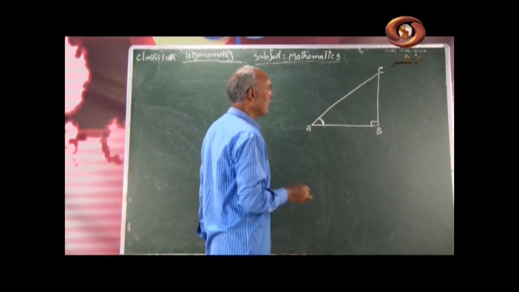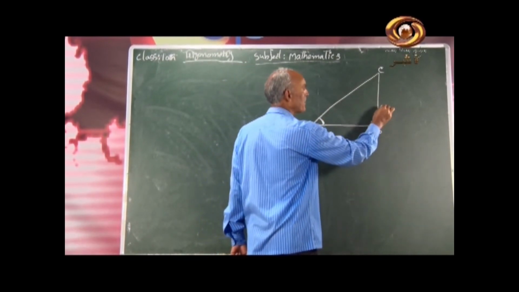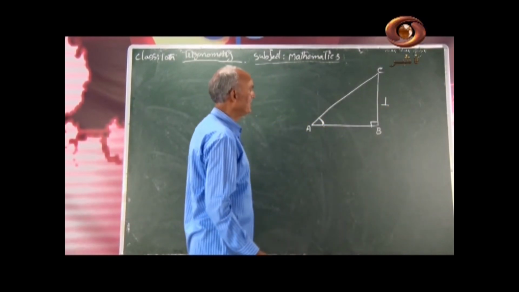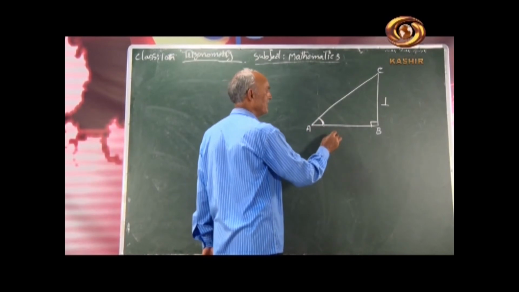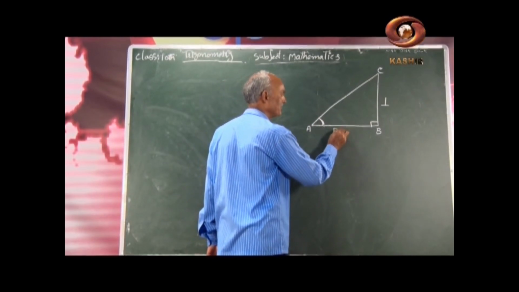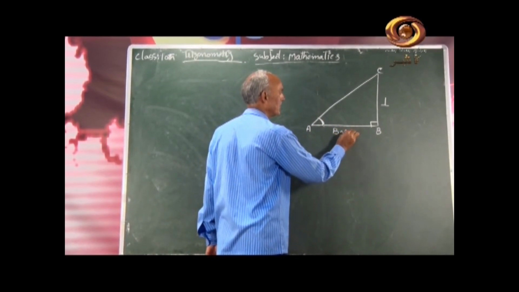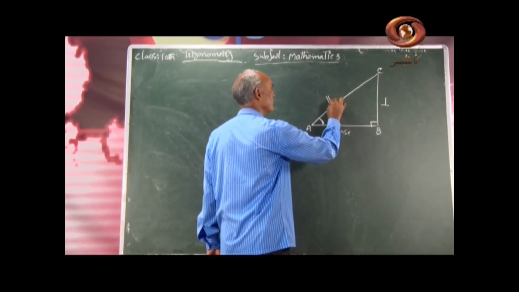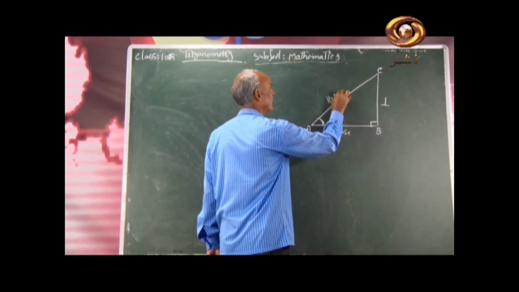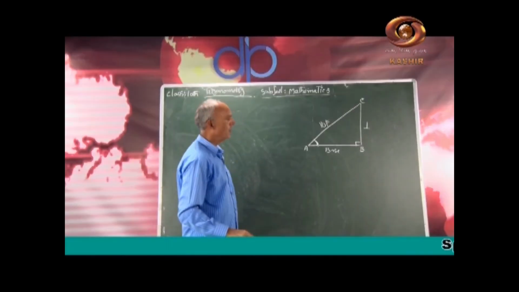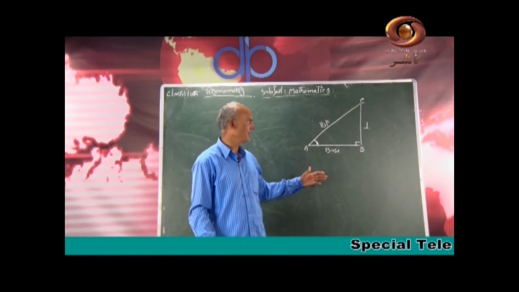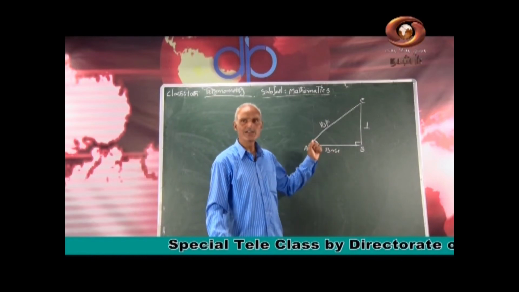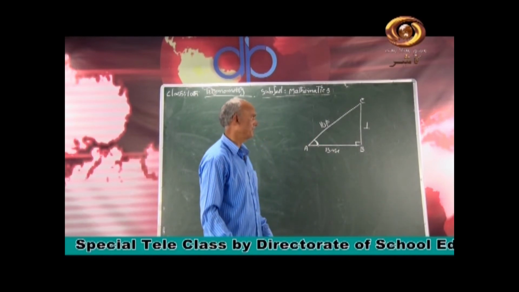The side opposite to this acute angle is called the perpendicular, and the side adjacent to this angle is called the base of the triangle, and the side opposite the right angle is called the hypotenuse of the triangle. So we have 3 different sides of a triangle. One is known as perpendicular, other is known as base, and the third one is called the hypotenuse.